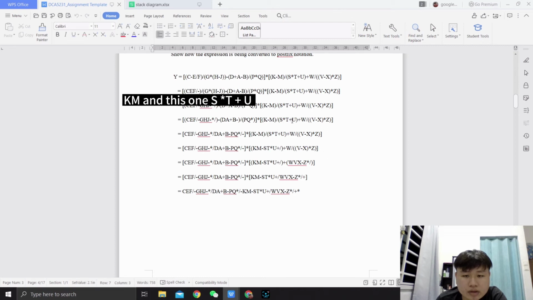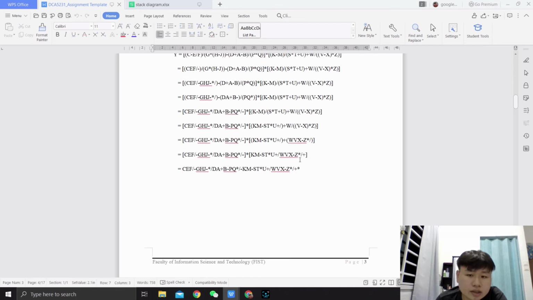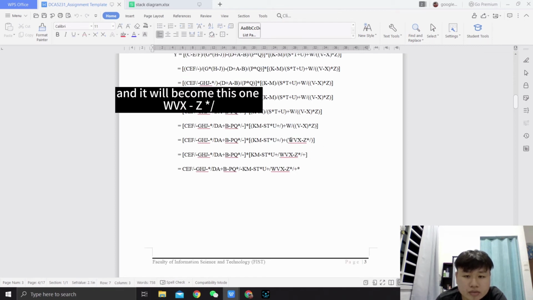And then this one S multiply T plus T add U, and it will become subtract ST multiply U add divide. And this one W divide V subtract X multiply Z, and it will become WVX subtract Z multiply divide.